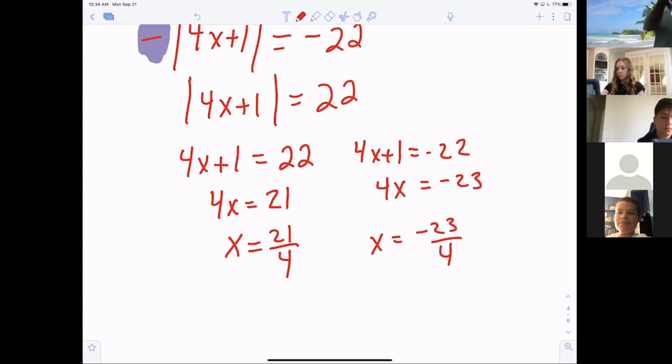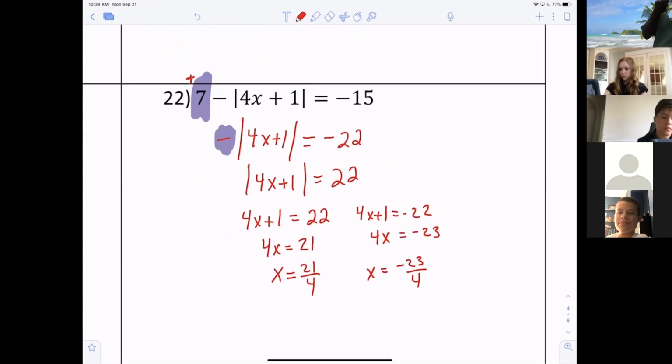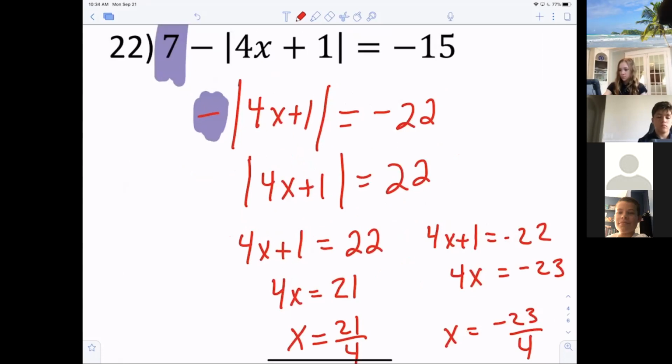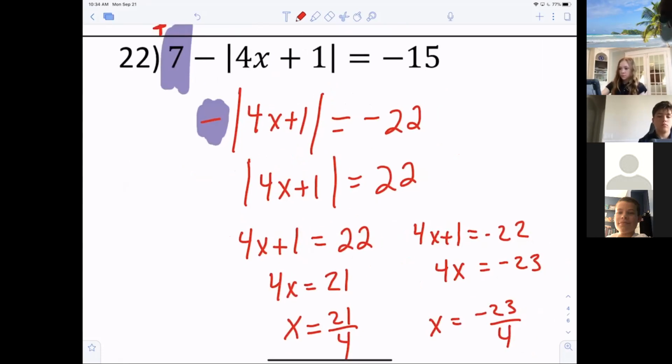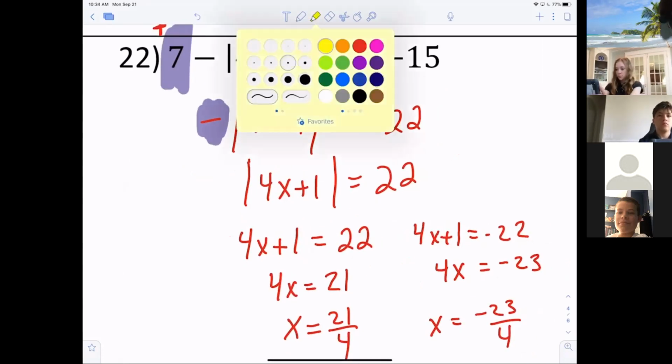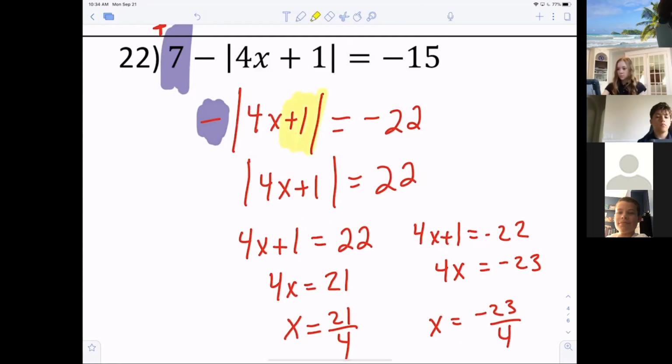All right, anybody have any questions with number 22? Because it's not inside the parentheses. You have to isolate the absolute value. That means get this by itself. It's not by itself right now because there's a negative sign. Move the negative over, so you multiply. Whatever you want to do, multiply by negative or divide by negative, I don't care. It's the same thing.